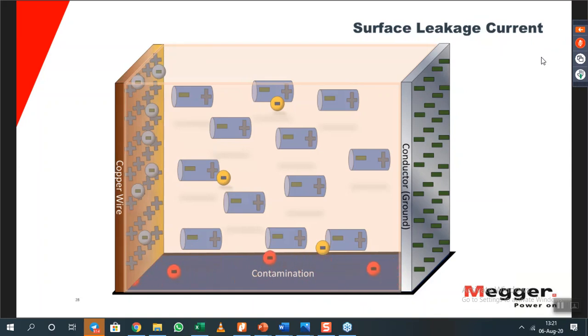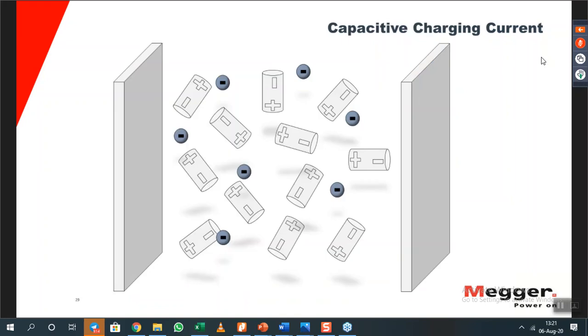That could be nulled, something like that, with the computation of the total resistance by using the guard terminal. Okay, so that is happening.